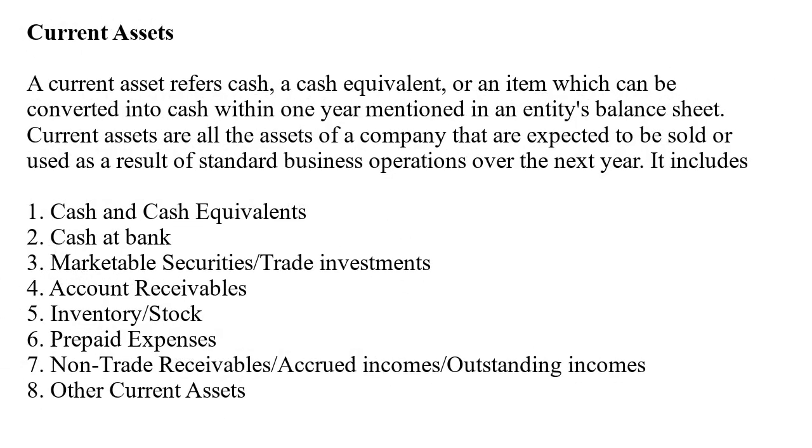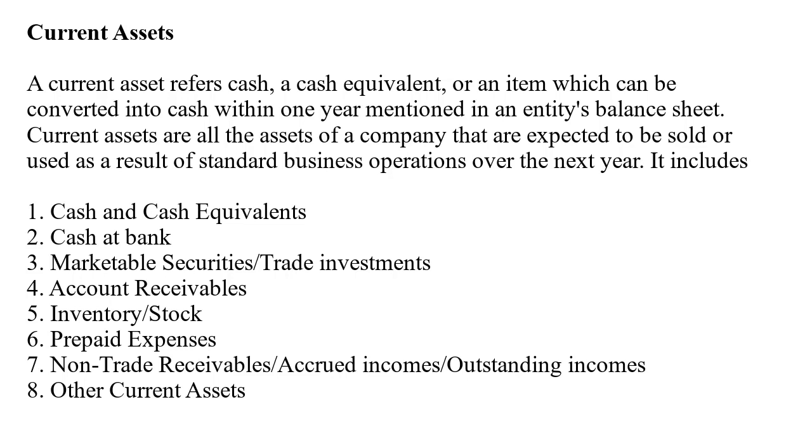Now we will see what are all the current assets. A current asset refers to cash, a cash equivalent, or an item which can be converted into cash within 1 year, mentioned in an entity's balance sheet. Current assets are all the assets of a company that are expected to be sold or used as a result of standard business operations over the next year.